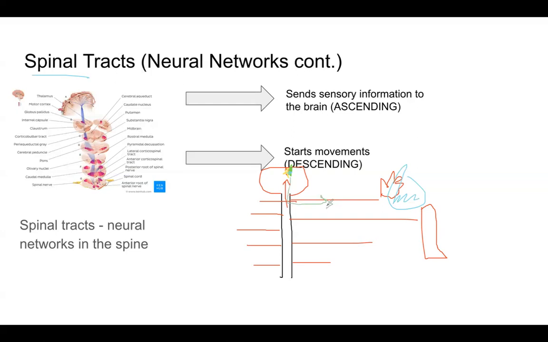So essentially, spinal tracts are neural networks that occur in the spine, and they help you to make these reflex movements. They help you to coordinate your movements, so on and so forth. So yeah, that's my explanation on the spinal tract neural networks.